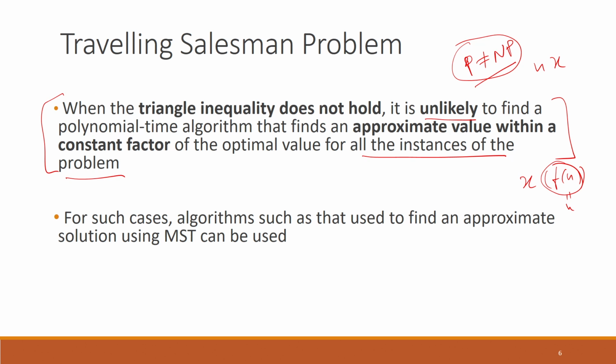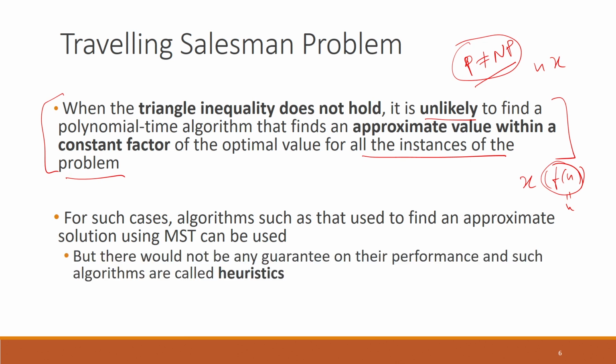But even if, for example, the triangle inequality does not hold and someone uses this algorithm that we just showed, where we use Prim's algorithm to find the minimum spanning tree and then use this pre-order walk, this algorithm can still be used. Even though it may not guarantee that the obtained value will be within a factor of the optimal value, in practice, for most examples, it might give a value which is close to the optimal.